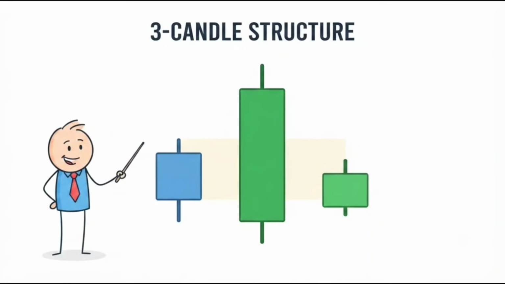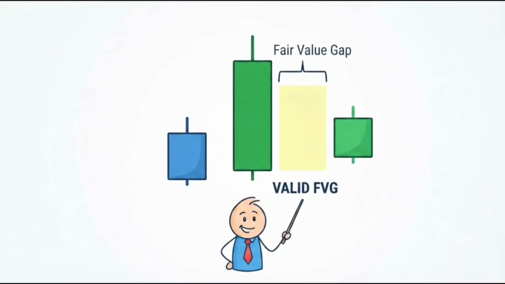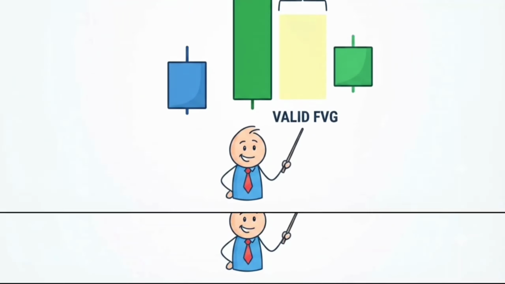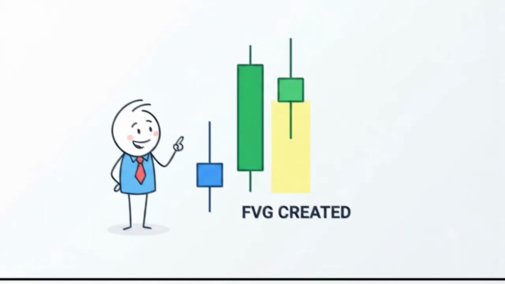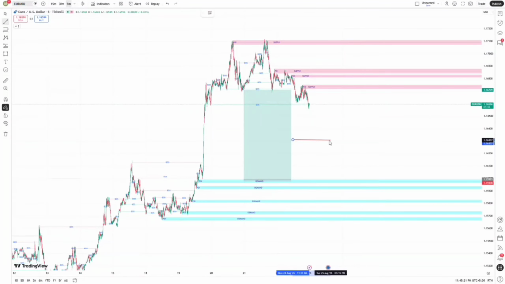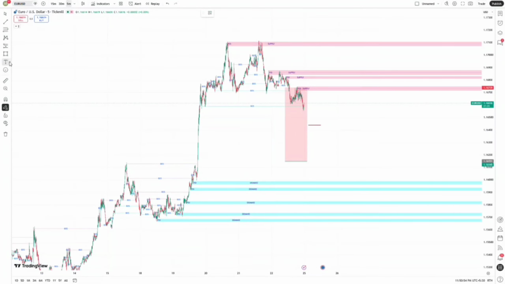To explain it in the language of Japanese candlesticks, suppose there are 3 candles. If there is an empty space or gap between the high of the first candle and the low of the third candle, where the middle candle has formed a large body all by itself, that is a valid FVG. Bullish FVG, when the market is rushing upwards and a gap is created in the middle. Bearish FVG, when the market is moving downwards and a gap is created.